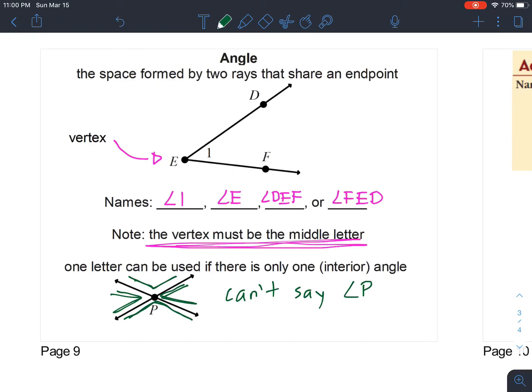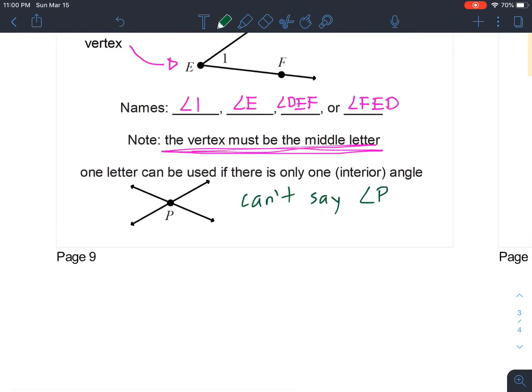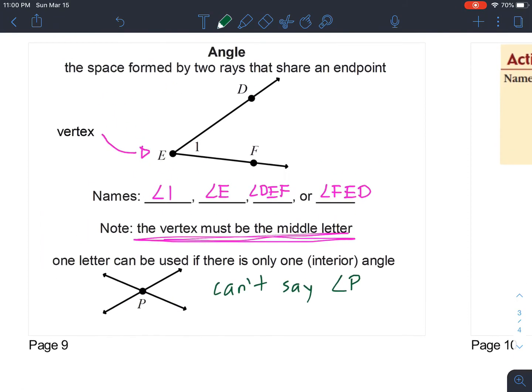There isn't enough information in this picture for us to define any of the angles, so therefore you cannot say angle P. Even if, let's say, you had A there and you happen to have B here, even with other letters there, that's still not enough to tell me which one is angle P. You need to be able to use 3 letters whenever you have more than one angle at a vertex.